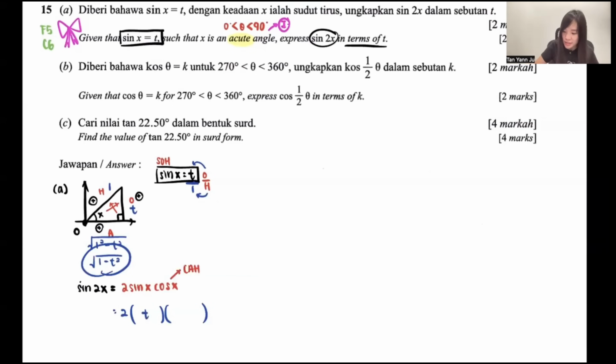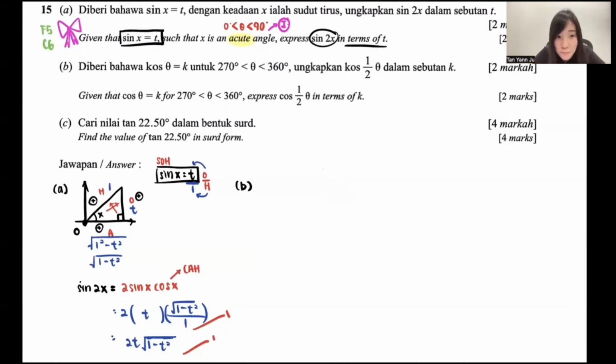My adjacent is this. I already found it. Square root of 1 minus t squared, over my hypotenuse, which is 1. So that's why the square root can't really be expanded. Can only write outside. So that's why I'm getting the answer 2t square root of 1 minus t squared. Done. 2 marks. You get this 1 mark, you get this 1 mark. Yes, I know the drawing has no marks, but I normally would draw because it will make me understand it better.